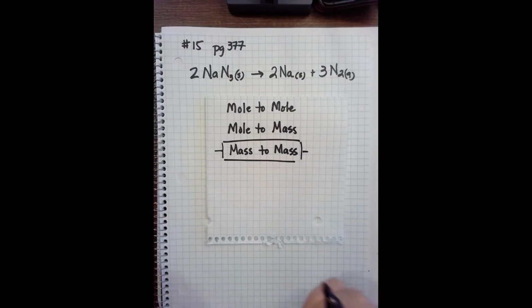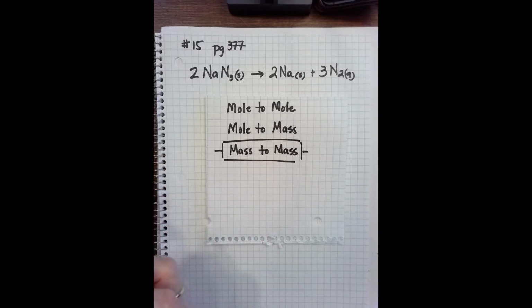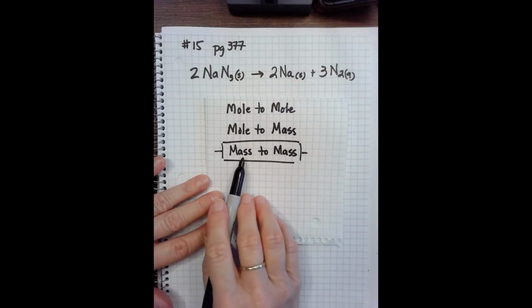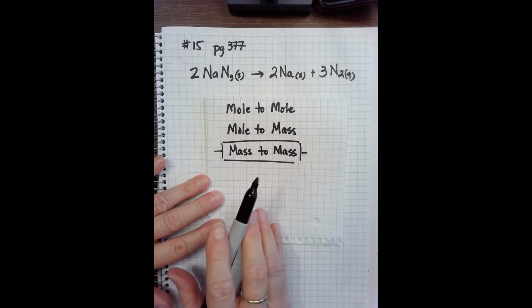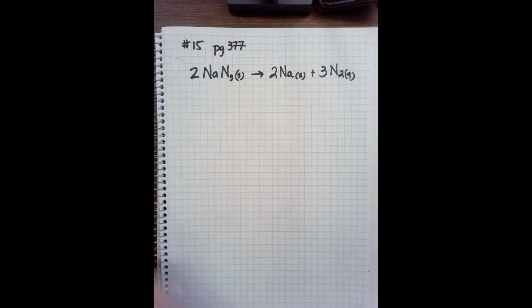Mass to mass. I have so many grams of something and I want to know how many grams of something else I can produce with that. Or I need to produce a certain number of grams of product, so how many grams of the reactants must I go get? This is the most helpful stoichiometry problem that we will do. So let's put one to use here.